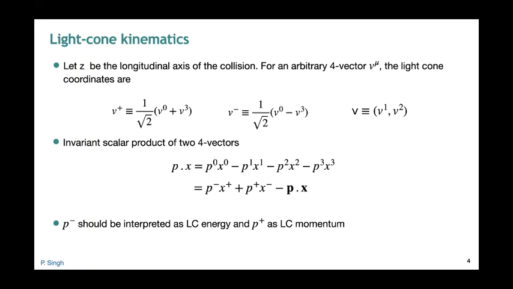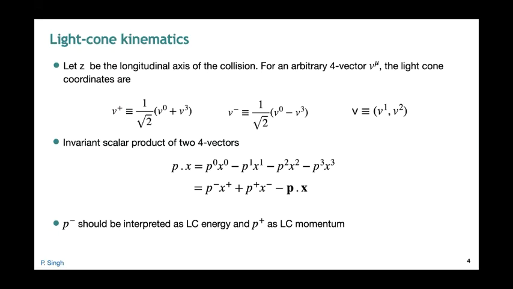Let's consider z to be the longitudinal axis of collision, and imagine an arbitrary four-vector V^mu. Then the light cone coordinates V^+ and V^- are given as the sum and the difference of V^0, which is the time, and V^3, which is the longitudinal coordinate in Minkowski space. V^1 and V^2 are taken as the transverse coordinates. One can take two four-vectors, P^mu and X^mu, and calculate the invariant scalar product, which turns out to be this, where P^+, P^-, X^+ and X^- combine in this way.